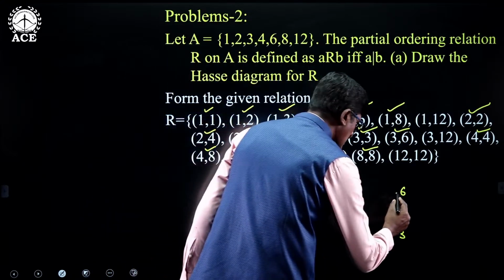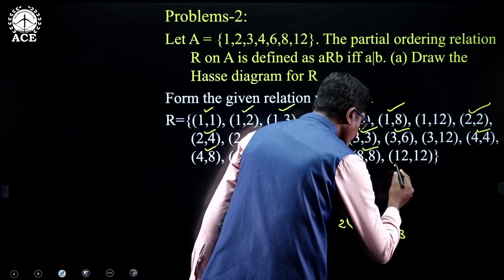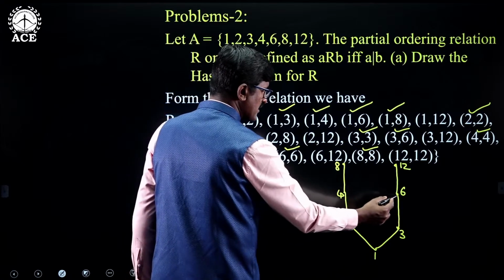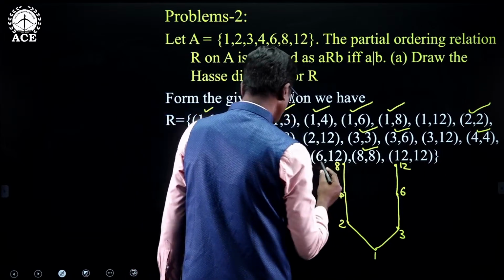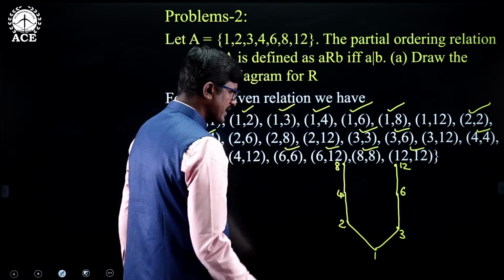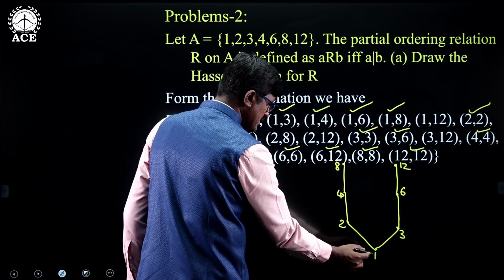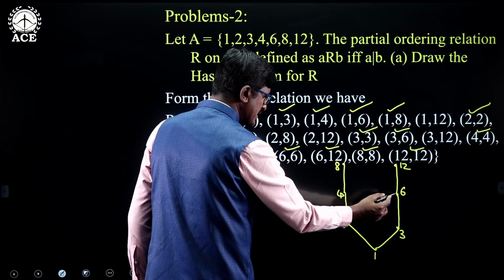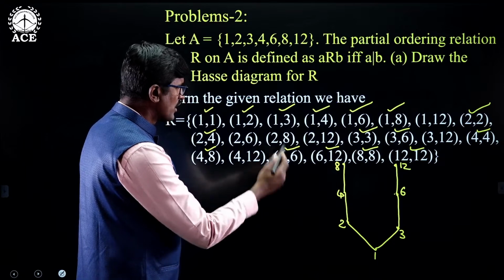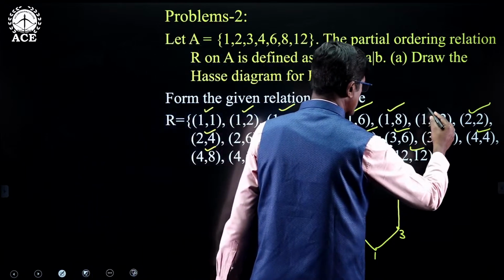Next, 6 comma 12. This is 12. 6 comma 12. Yes, 6 comma 12 is over. 12 comma 12 is over. From the transitive property, if there is a relation from 1 to 6 and 6 to 12, then there must be the relation from 1 to 12. 1 to 12 is also over.